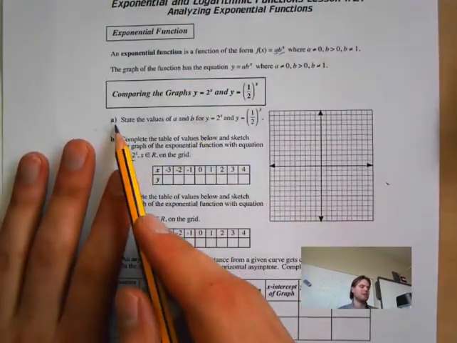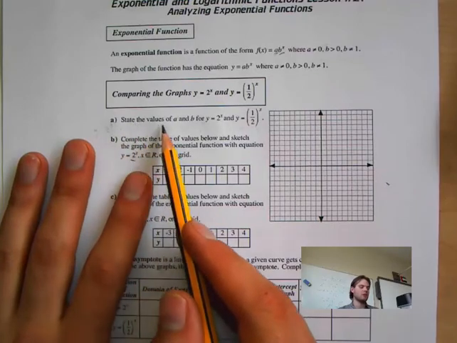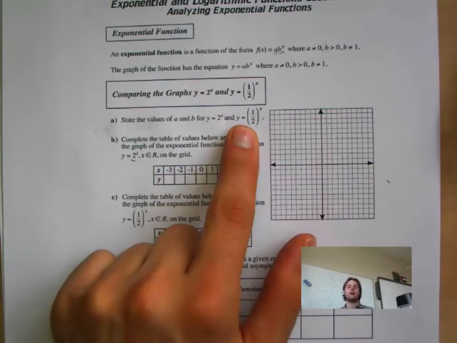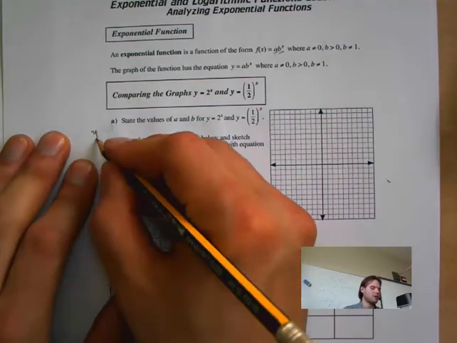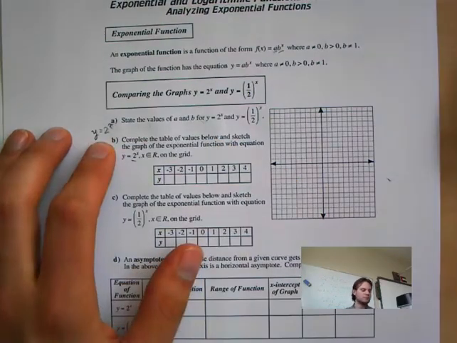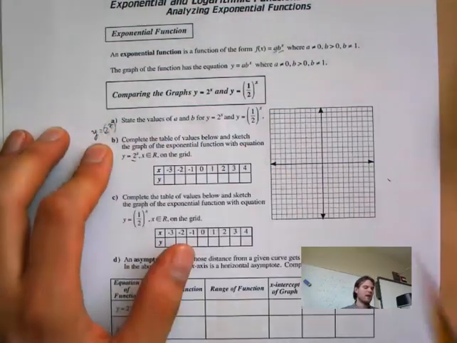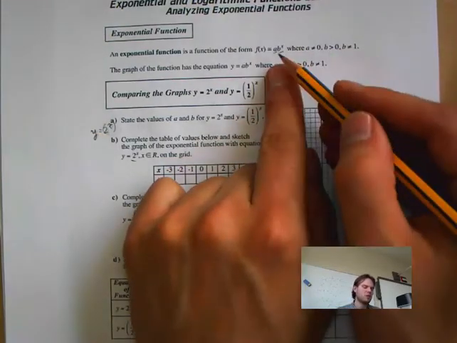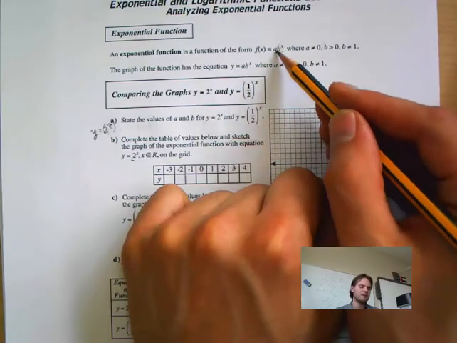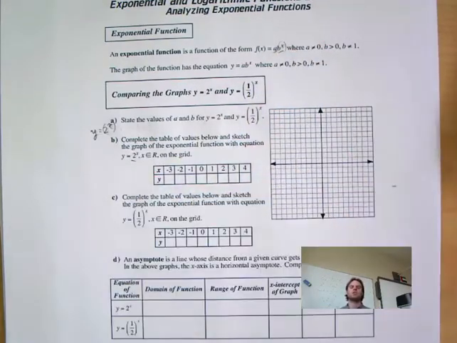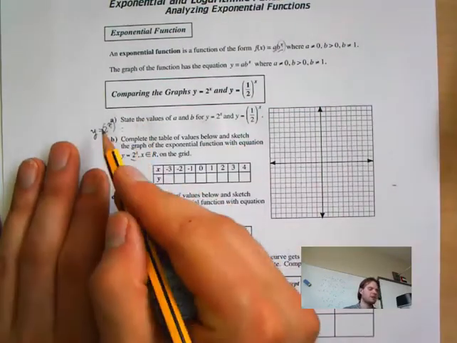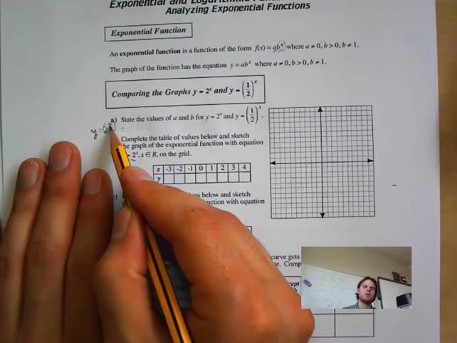As question A states, state the values of a and b for y is equal to 2^x and y is equal to (1/2)^x. Now if I write this out, y is equal to 2 to the power of x, we look at the a, and back to this equation here. Is the a influenced by the x? No, it's not. Only the b is influenced by the x. The a has no association with the x. And here, the 2 is being influenced by the x.